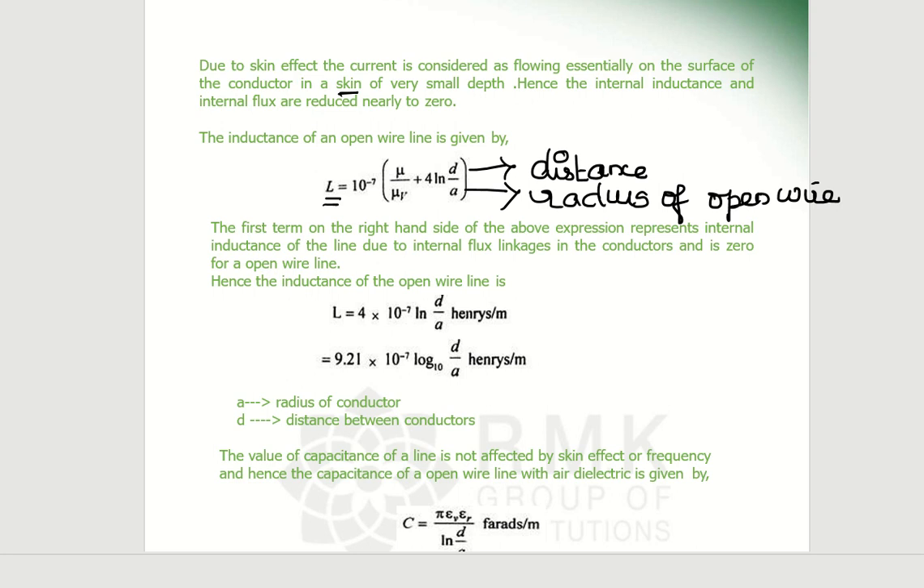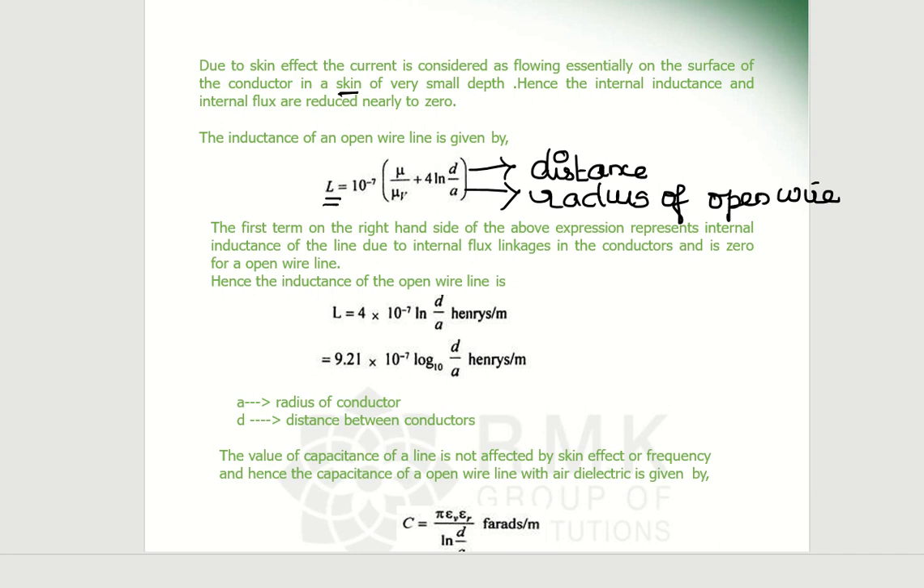The inductance of open wire line is given by L is equal to 10 to the power of minus 7 into mu divided by mu r plus 4 ln of d by a. The d represents the distance between the two open wire lines and a represents the radius of the open wire line. Then the formula L is equal to 4 into 10 to the power of minus 7 ln of d by a henries per meter, which is equal to 9.21 into 10 to the power of minus 7 log 10 of d by a henries per meter. The a represents the radius of the conductor and d represents the distance between the conductors.